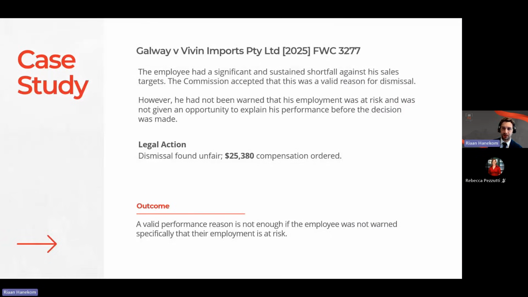So if we look at Galway and Vivian Imports, the employee had a significant and sustained shortfall against his sales targets. So his target was around $4 million. His sales target was reduced from $4 million to $2.8 million because of the market conditions, but he only met about 47% of that reduced target. Now, it was a genuine underperformance, and it would even have been a sufficient reason to find unfair dismissal.